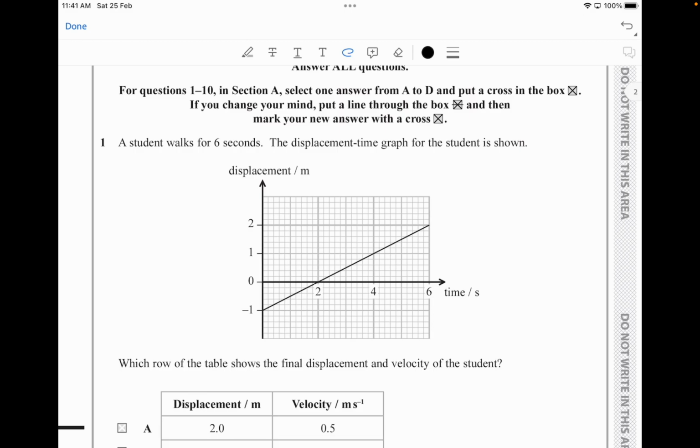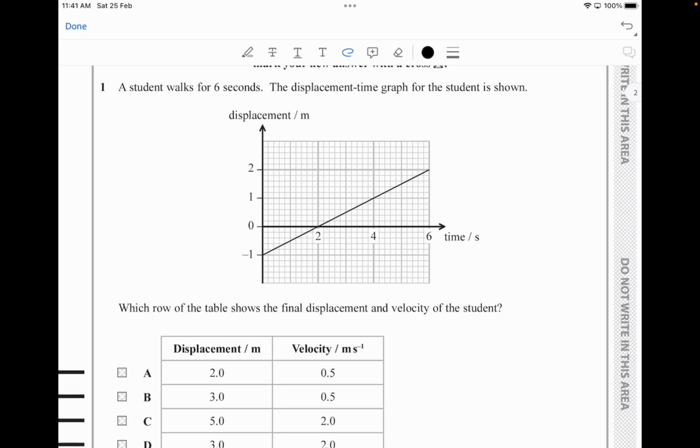The displacement time graph for the student is shown. Which row of the table shows the final displacement and the velocity of the student? So we can see that there's a graph here. Since we can see that there's a graph, we know that our final displacement is going to be the one at the top. So it's roughly about 2 meters. This is going to be our final displacement.